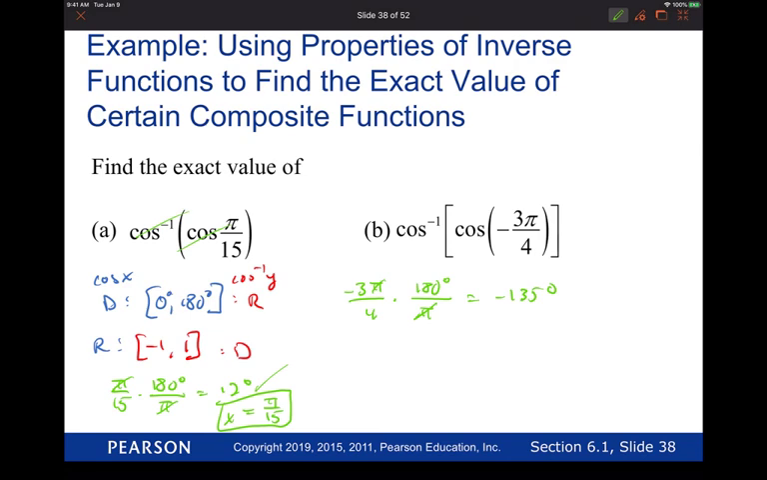So, notice that the -135, we said we're using the blue domain. Is -135 between 0 to 180? Yeah. Wait, no. No, right? 0 to 180 is talking about quadrants 1 and 2. But -135, what quadrant is that in?